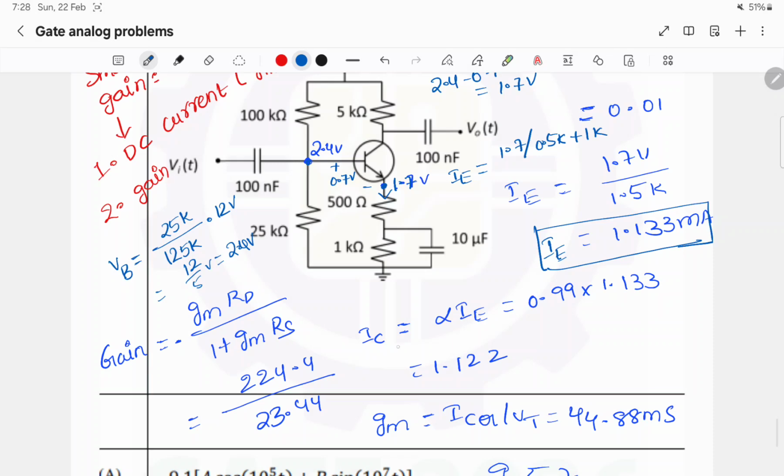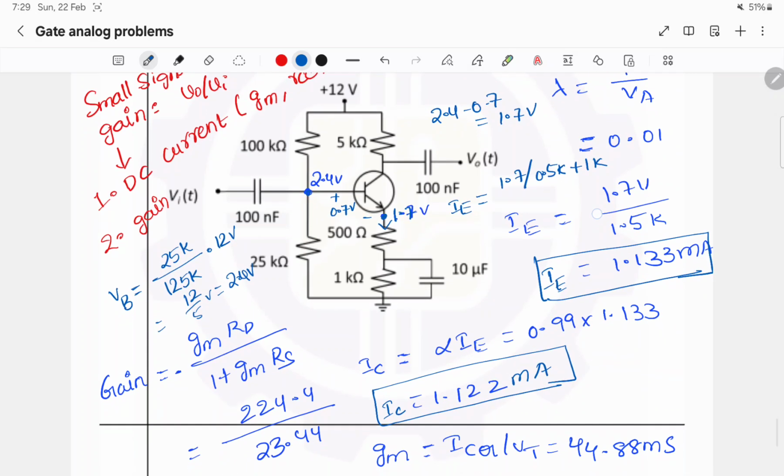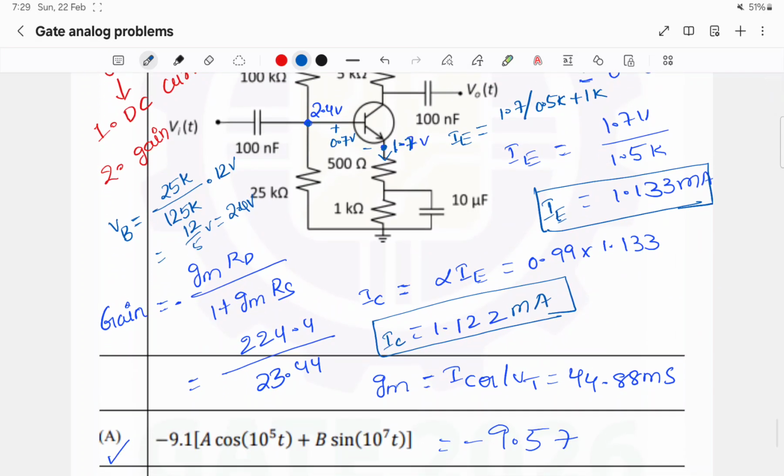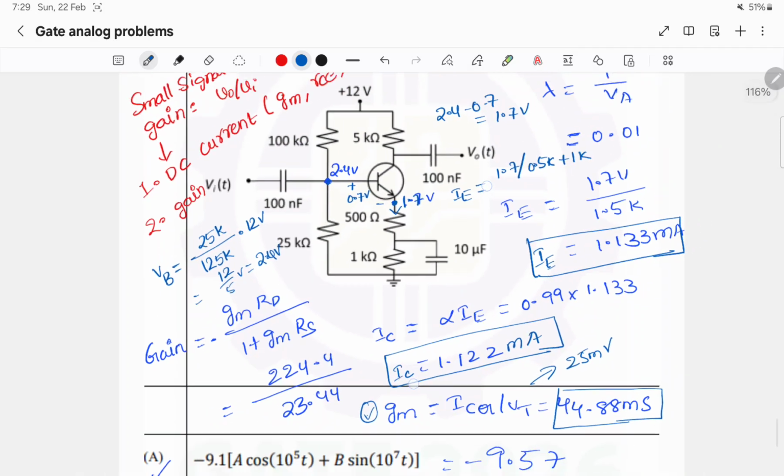From this we can calculate IC. IC is alpha times IE. Alpha is beta by beta plus 1. Here beta is 99, so we will get alpha as 0.99. From this we will get IC as 1.122 milliamps. So as said, first we have to find the DC current. After we find the DC current, we can find the small signal parameters. The small signal parameter required to calculate gain is GM. GM is ICQ by VT. VT is 25 millivolts. If we plug in these values, we will get GM as 44.88 millisiemens.